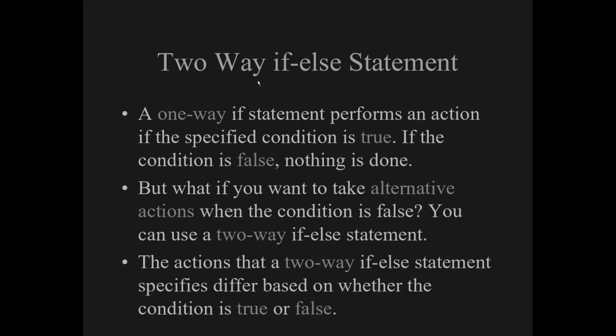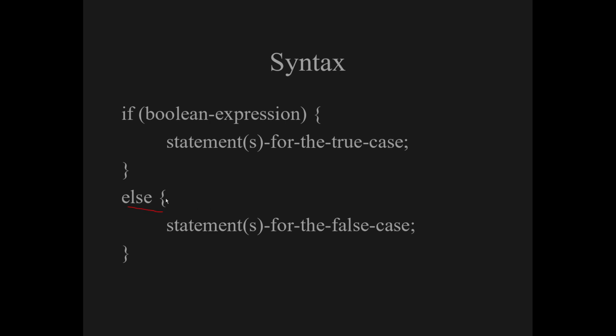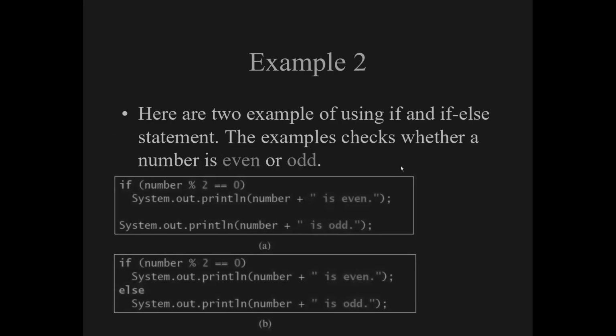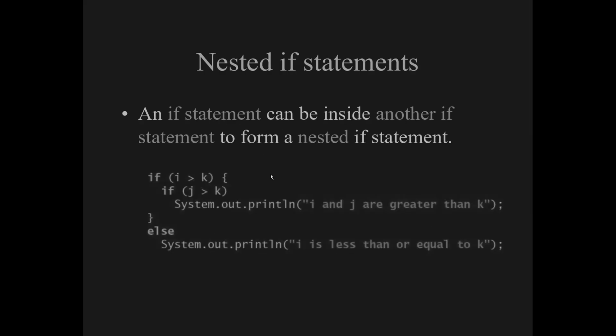Now the two-way if-else statement. This is when you have an alternative action that you want to be taken if the condition is false. In that case, you put an else here and a block, just like that, and you put whatever statements you want to be executed in that case. And this is the flowchart or diagram for it. Next is nested if statements, in which an if statement can be inside of another if statement. Simple enough, I suppose.